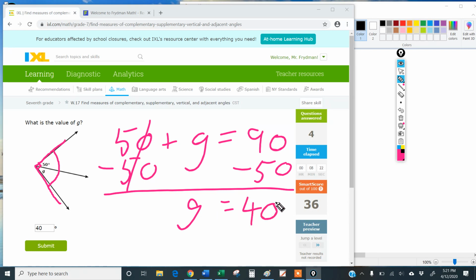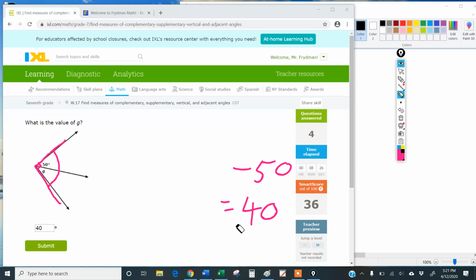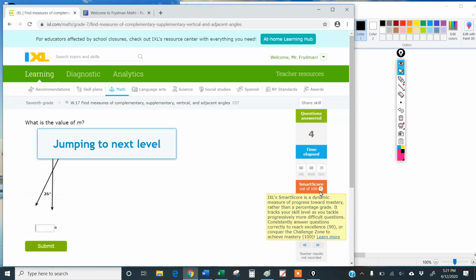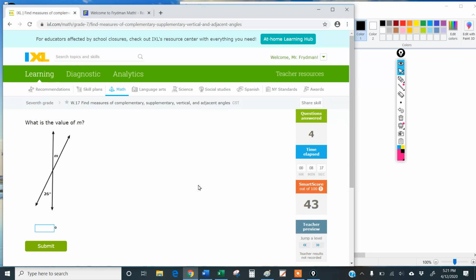All right, I think I'm going to skip ahead to the next level because it looks like I'm starting to get questions which are pretty much the same. So I'm just going to go over here and jump a level. Let's see what else we got here.